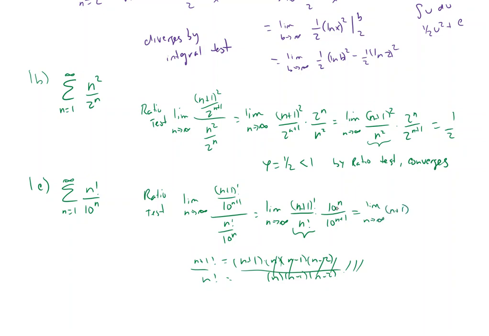And what do we have here? Well, that's just 1/10, it looks like. And what does that do, folks? Well, this is just 1/10, but this is getting huge, right? It's getting huge. This is approaching infinity. If it's approaching infinity, we definitely know that the rho is greater than 1, and therefore this is going to diverge by the ratio test.